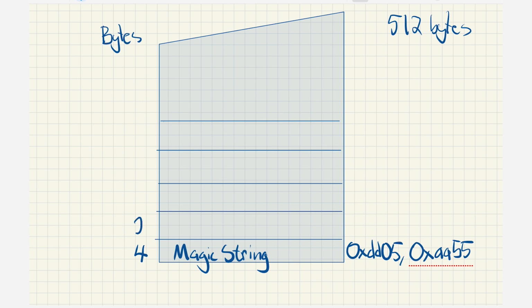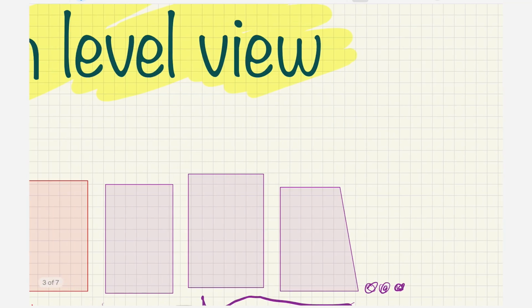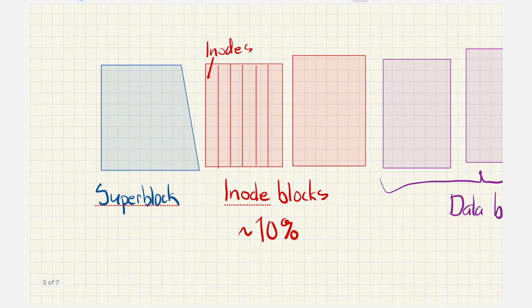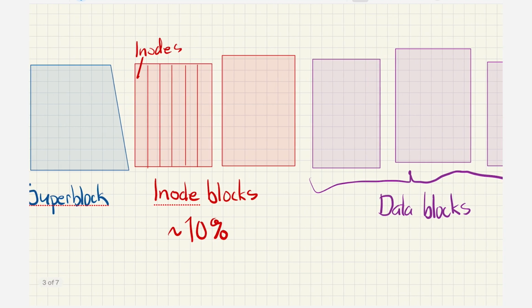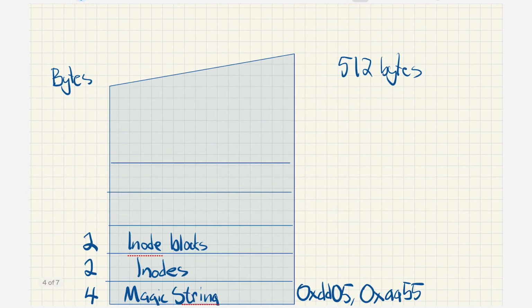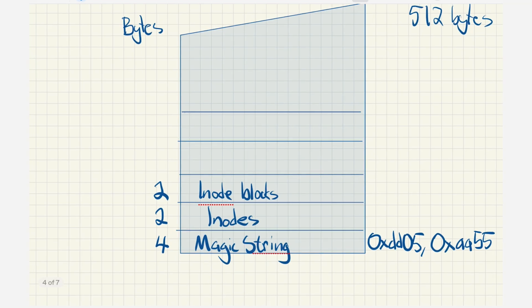Then we have a 2-byte field, which is the total amount of inodes on the disk, and then another 2-byte field, which is the total amount of inode blocks that follow. Because you remember, first we have the superblock, and then we have a couple of inode blocks. So this will contain the number of inode blocks.